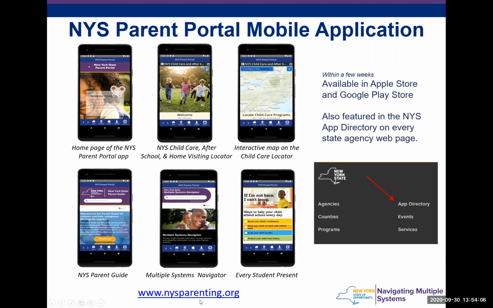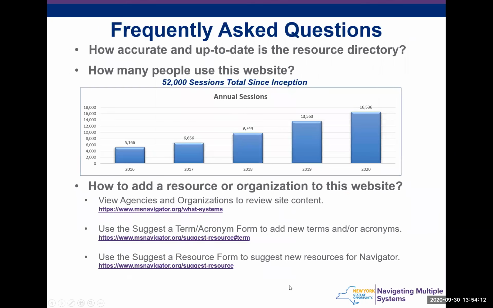And the URL for the Parent Portal is nysparenting.org. Our frequently asked questions is, how accurate and up-to-date is the resource directory? And we do a few things to keep it updated. So we do have a link checker, so we get notified when links are broken, which brings our attention to updating things. We really do rely on our partners to tell us when they've updated information. It's one of the reasons we don't currently have a lot of local information on the site, because it would be impossible for us to keep it updated.